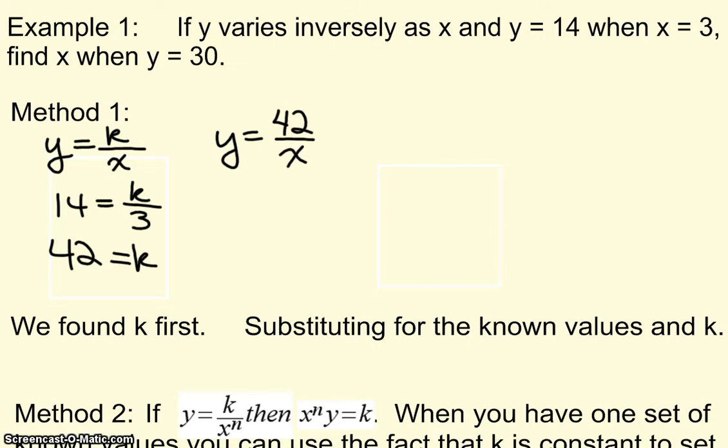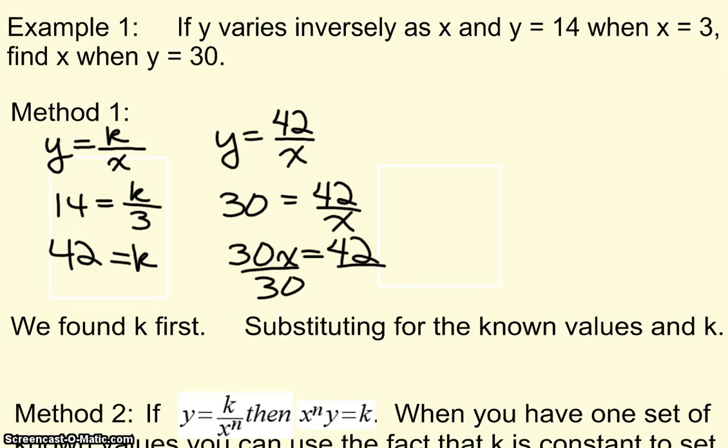Now it's asking us to find x when y is 30. So here we have 30 replacing y equals 42 over x. We're still solving for x. So multiply both sides by x, 30x equals 42. Divide both sides by 30, and we get x equals 1.4.